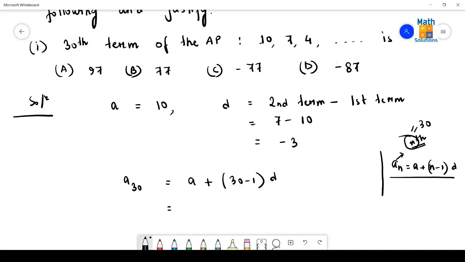In the respective places let's put the value. So here I can put 10 plus 37 into minus 3. So result will be 10 minus, this is 9 3s are 27, 2 left, then 87. So here the answer comes as minus 77. So of course the correct option is option C. So this is the correct option. Option C is the correct option.